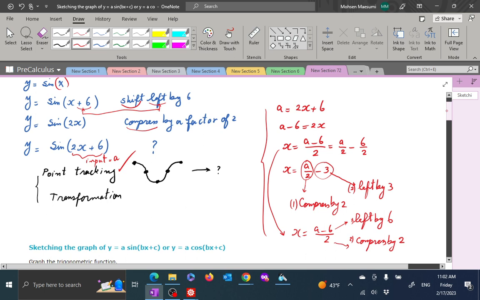So what is the moral of the story? The moral of the story is the following. If you take x and replace it by something like 2x plus 6, the shifting or transformation that you're going to get is according to the inverse function of the substitution. That is what this thing is. So the transformation is according to the inverse function of the substitution.